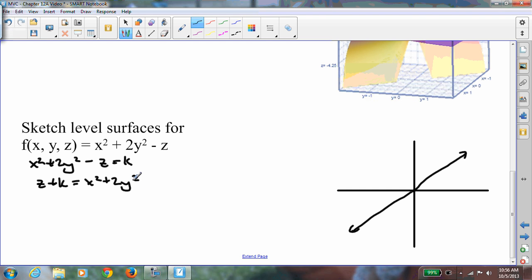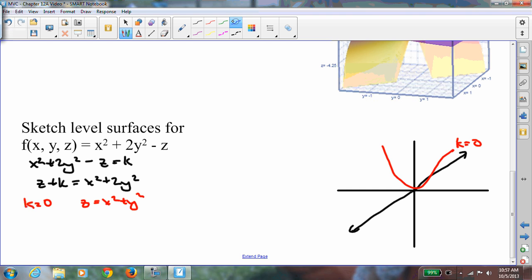So if you recall from chapter 10, this generates a paraboloid. And so now I want to look at different values of k. So for example, if k equals 0, I get z equals x squared plus 2y squared. So this is just going to be my paraboloid centered at 0. So this will be when k equals 0.